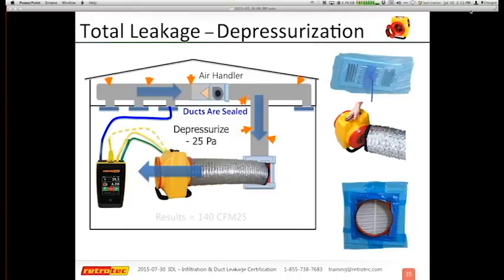And so I have my results. In this test, I have 140 CFM at 25 pascals. And if I do my math, I can find out that I'm at 5.6 CFM per 100 square feet based upon that 2,400 square foot house that we had.